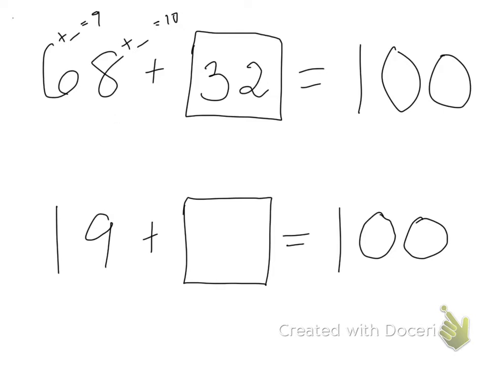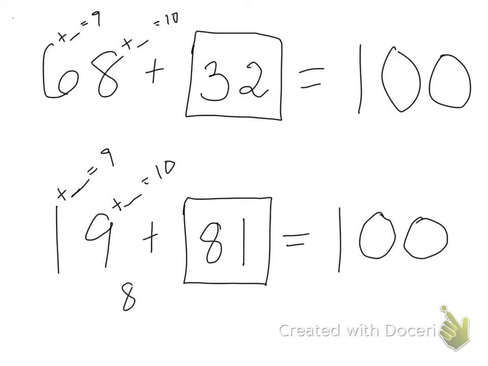19 plus something equals 100. Again, I'm going to think, okay, 19 plus what equals 10? Well, 9 plus 1 equals 10. And then I need to think, 1 plus what equals 9? I know that 1 plus 8 equals 9. So 19 plus 81 equals 100.